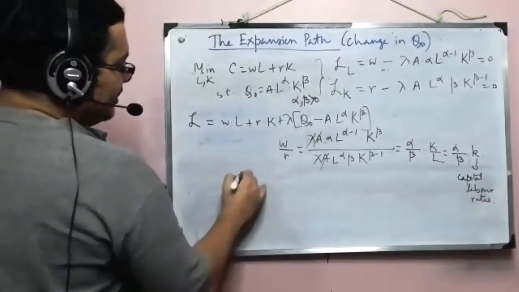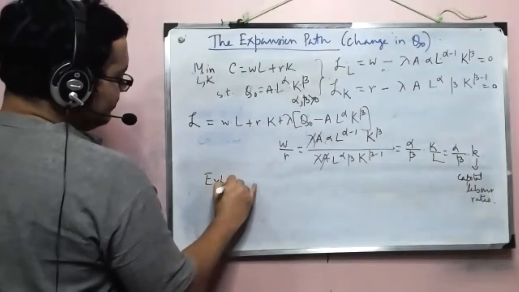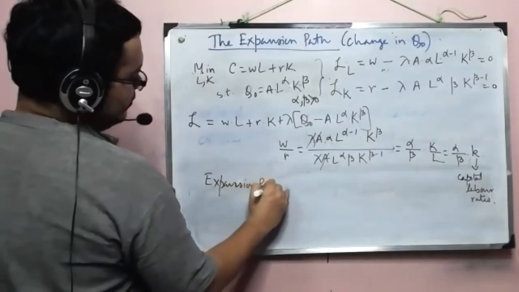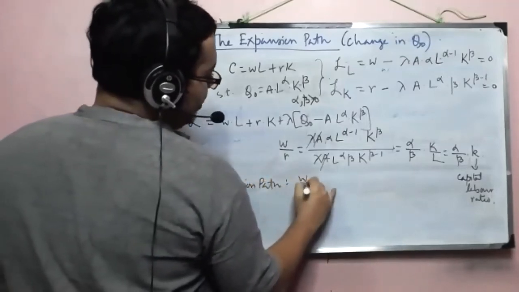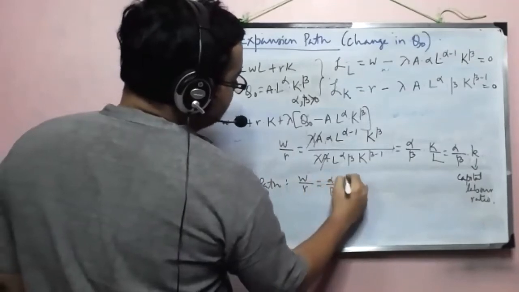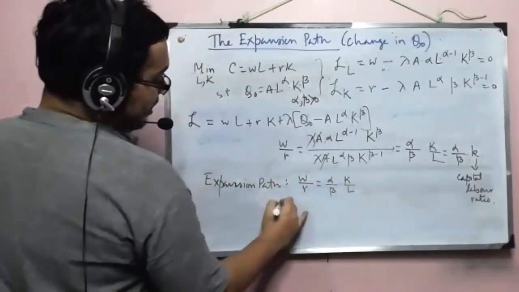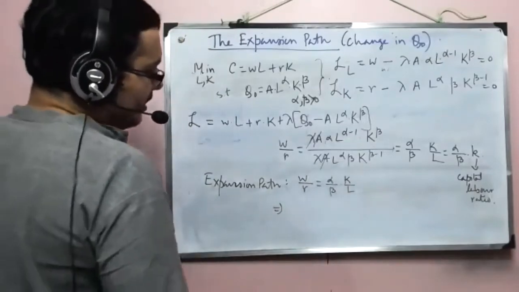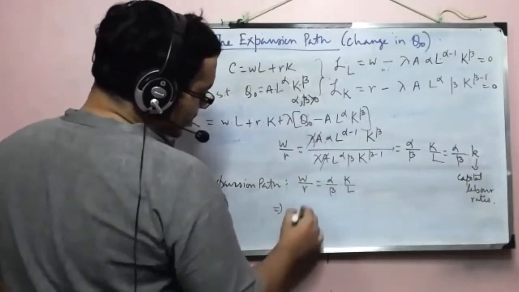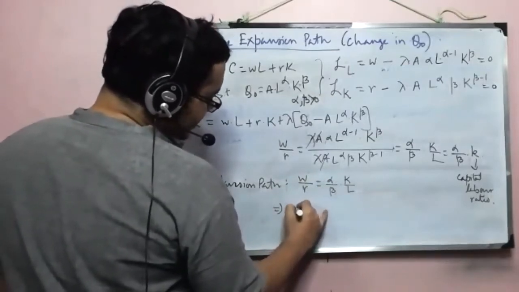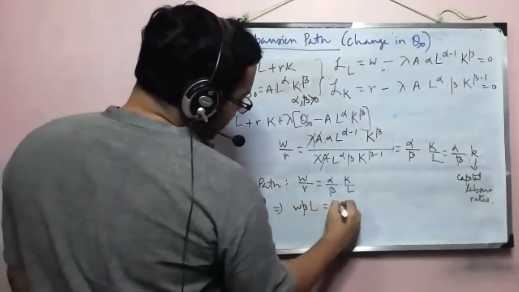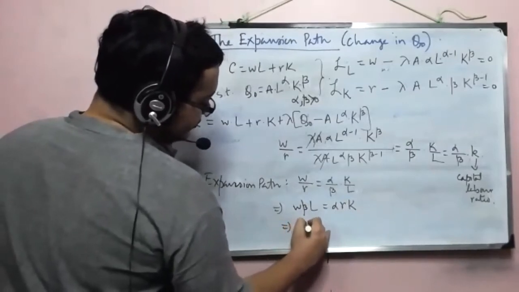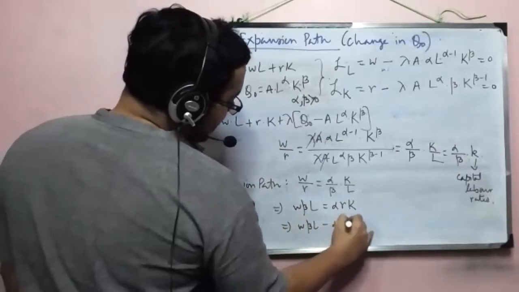Okay, so our equation of expansion path is W by R equal to alpha by beta, let's keep it K by L. Now, since it will be drawn in a diagram with K and L on the two axes, let's change it a bit. So it will be W beta L equal to alpha R K, which is W beta L minus alpha R K equal to 0.